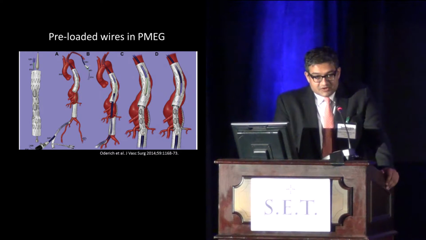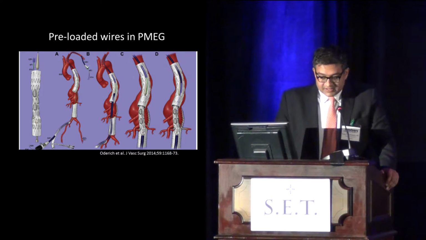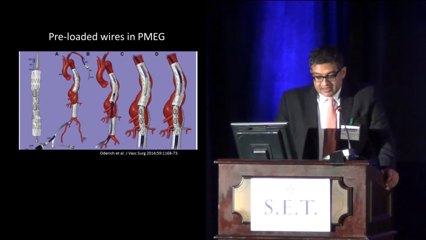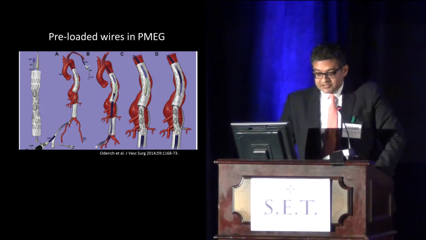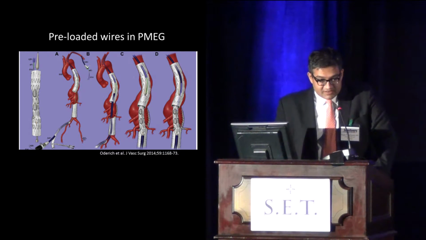There have also been descriptions. This is a diagram from one of Dr. Oderich's from Mayo Clinic's use with physician-modified endografts, utilizing brachial access for having preloaded wires. And this is a physician-modified graft on the left of the screen. And as you move to the right, each of those branches is pre-wired and cannulated with a wire that's approached from the brachial. This allows easy deployment of the branches from the upper extremity.